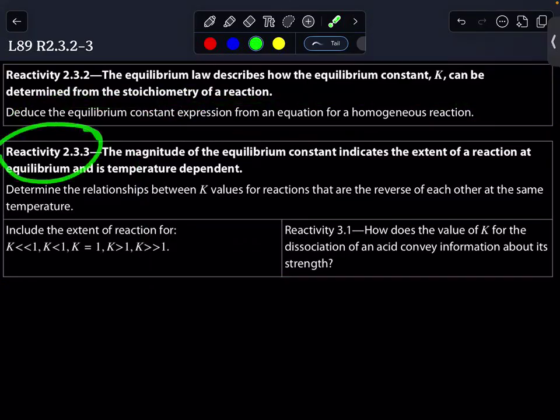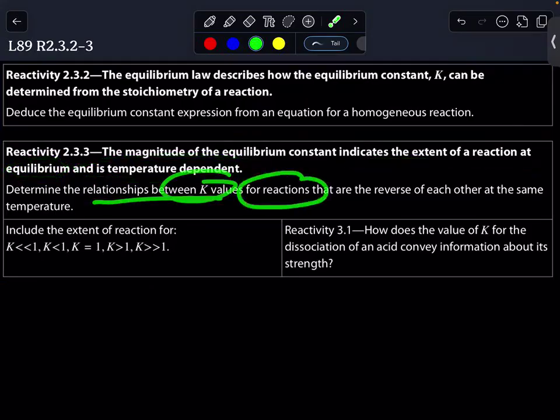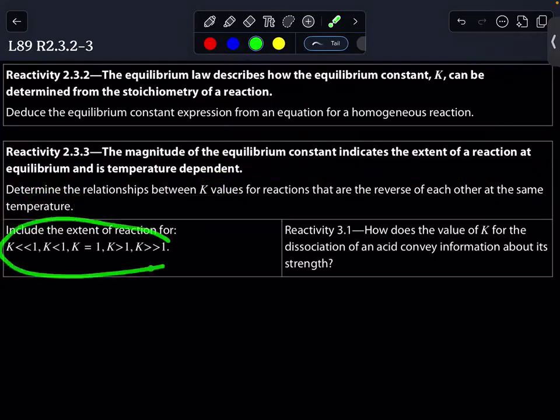The second section, we'll talk about the magnitude of the equilibrium constant, how that indicates the extent of a reaction at equilibrium, and that it is temperature dependent. We'll determine the relationship between K values for reactions that are the reverse of each other, as well as if they're at the same temperature. We'll include what happens at each K value, being less than one, far less than one, equal to one, greater than one, and far greater than one.